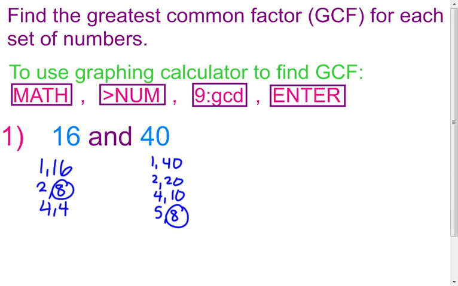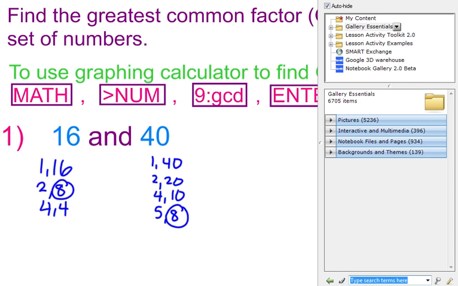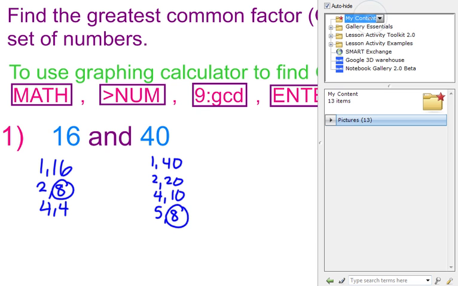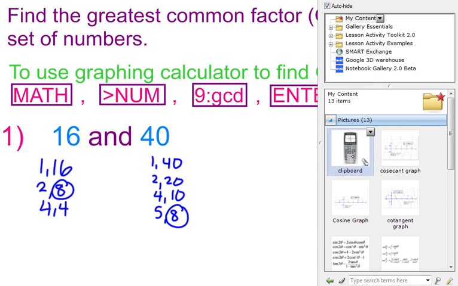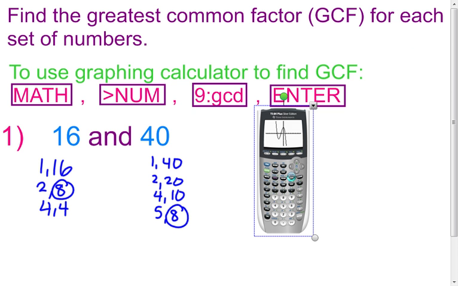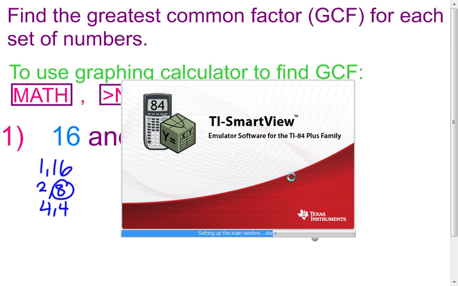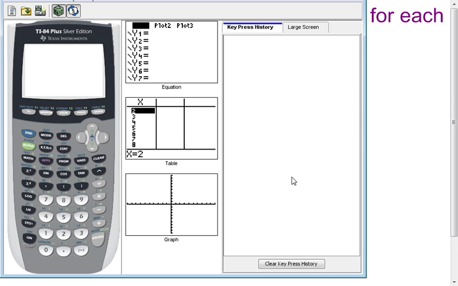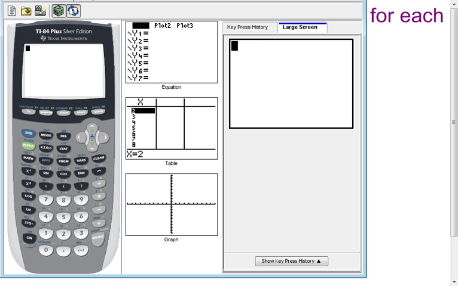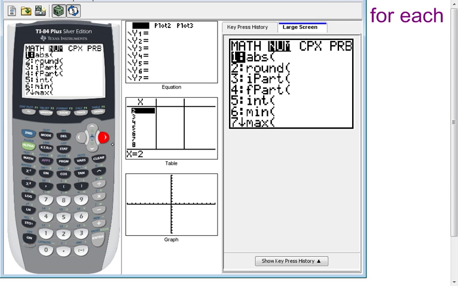Okay? If we were to do this on our calculators, what we would need to do is follow the directions that are there, of course. And I need to pull up my calculator here first, so hang on just a minute. So you're going to follow the directions there. You will find the math key on your calculator. And the math key is right below the green alpha key. So you'll hit math, and then you will right arrow over to number. So I will hit math right below the green alpha key. I will right arrow over to number.